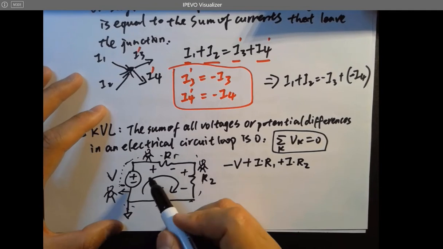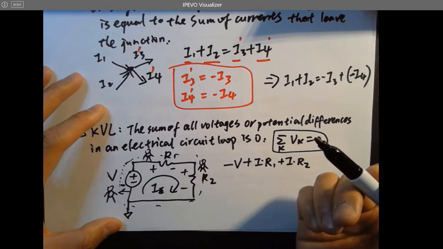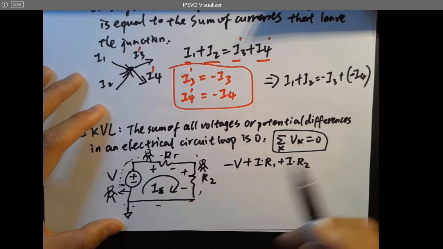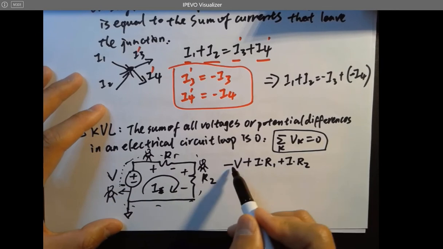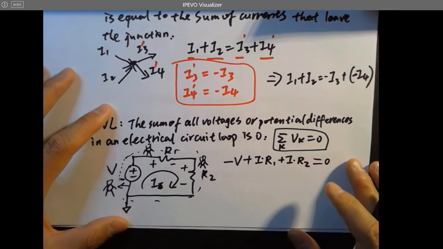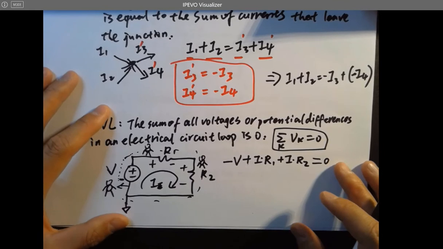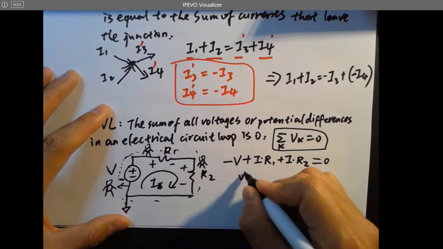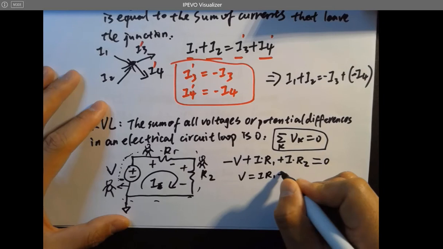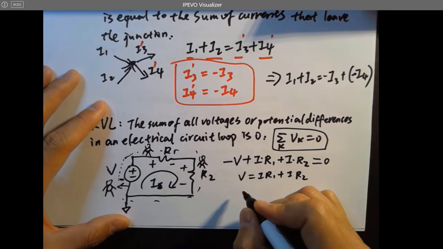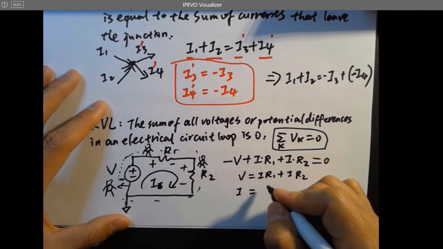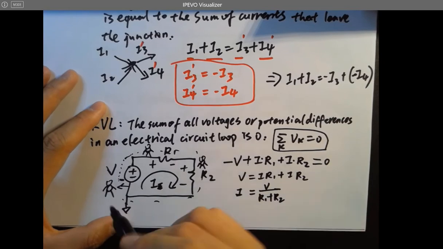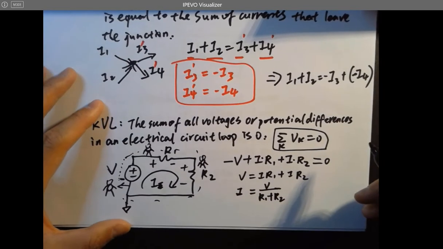So the voltage drops can be negative, can be positive. Doesn't matter. You just write down the first sign this person is going to see. So here's minus plus plus, and this equals 0. And that's how you can solve it. If you move V to the other side of the equation, you get V equals IR1 plus IR2, and eventually you can solve I equals V over R1 plus R2. So you can see you can use KVL to solve a pretty simple linear circuit.